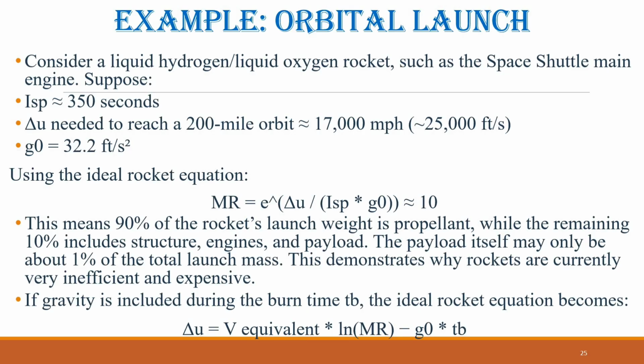If gravity is included during the burn time Tb, the ideal rocket equation becomes: change in velocity equals equivalent velocity multiplied by natural logarithm of propellant mass ratio minus standard gravity multiplied by burn time. This equation provides a more realistic estimate of velocity change during powered flight.